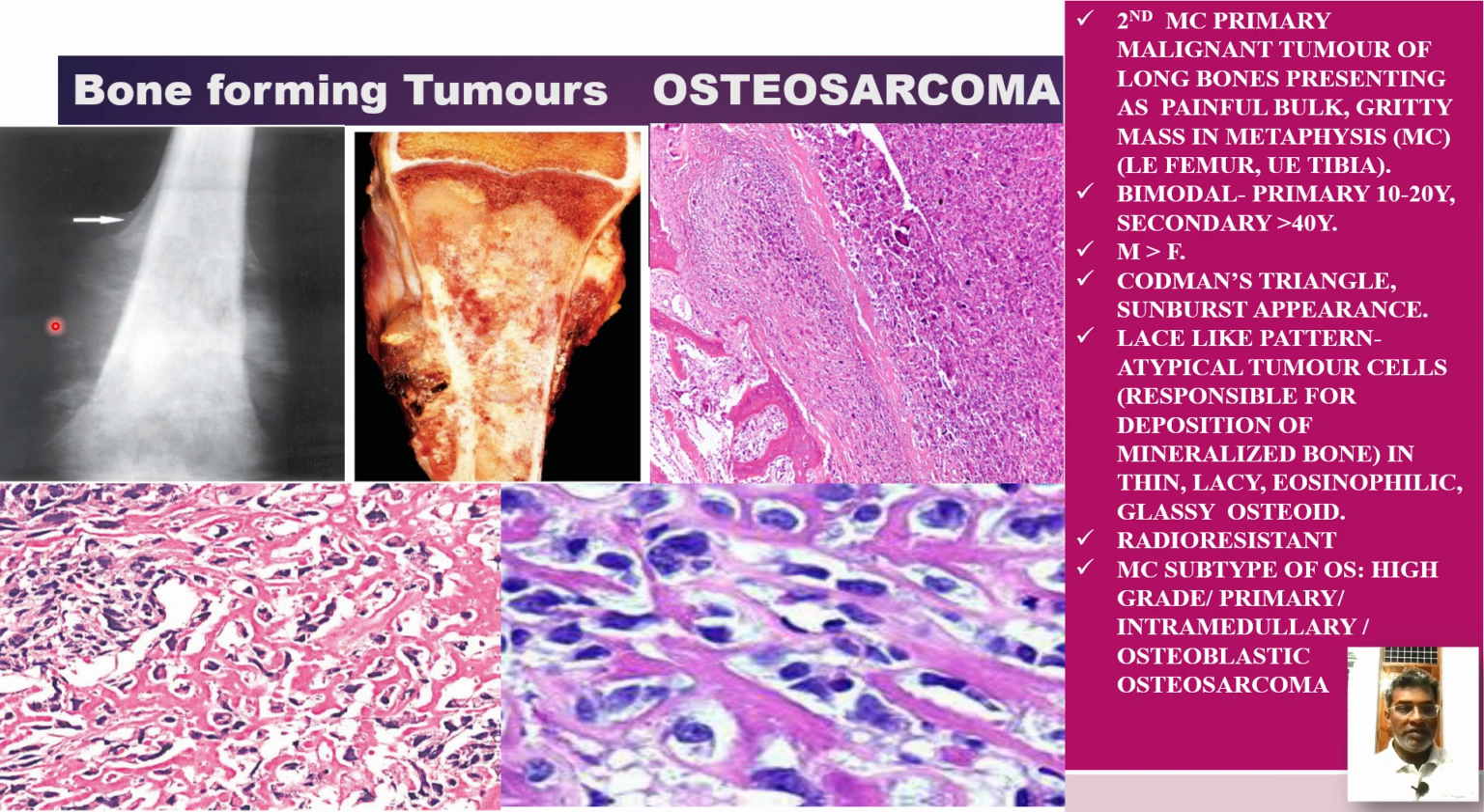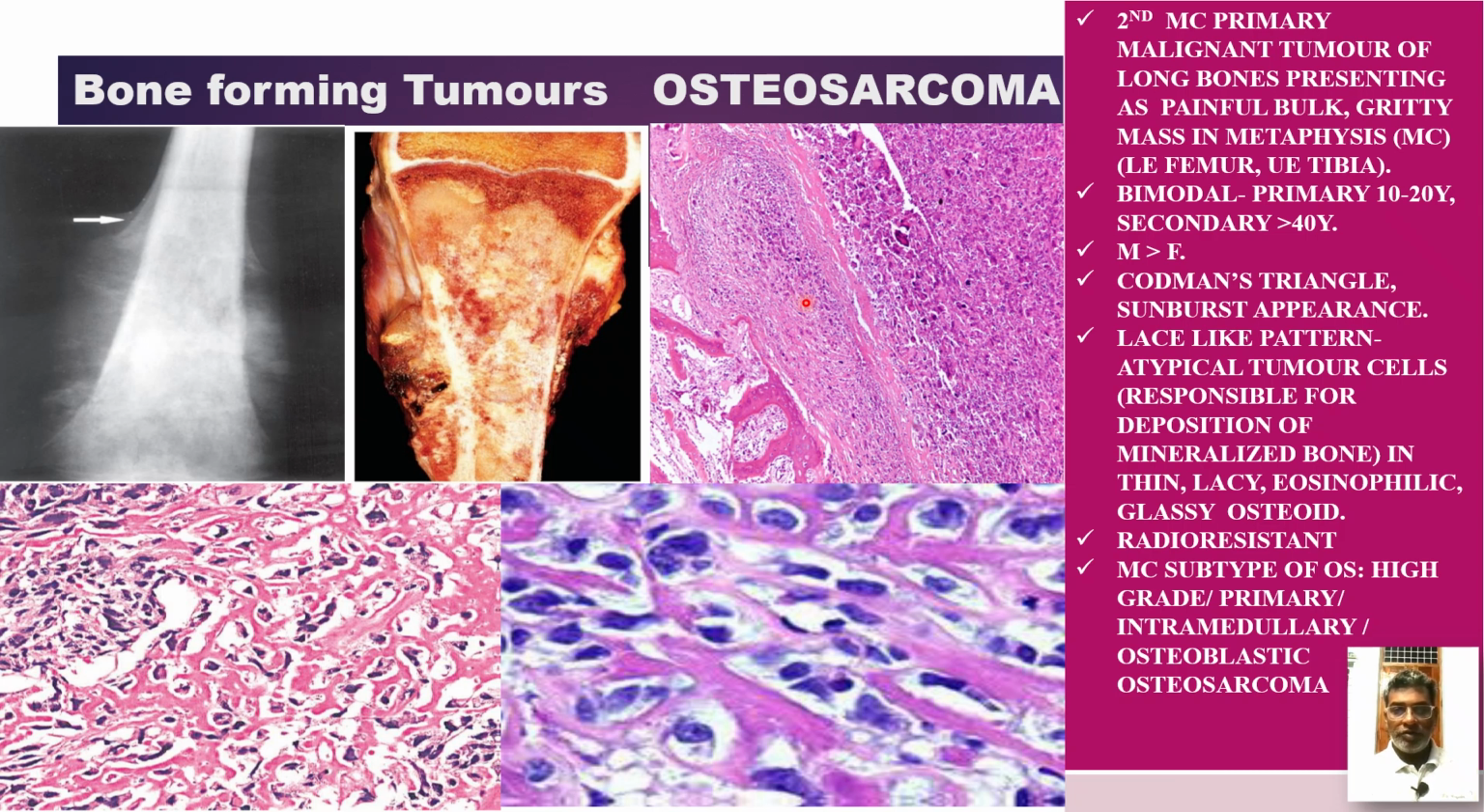See here, this is Codman's triangle. Okay, Codman's triangle. If you see, this is a bulky mass and this arrow is indicating the Codman's triangle. Okay, this is the gross picture. You can see all the tumor tissue, Codman's triangle. This is giving the appearance of a sunburst. See, like the sun has been burst. This is called sunburst appearance on radiology.